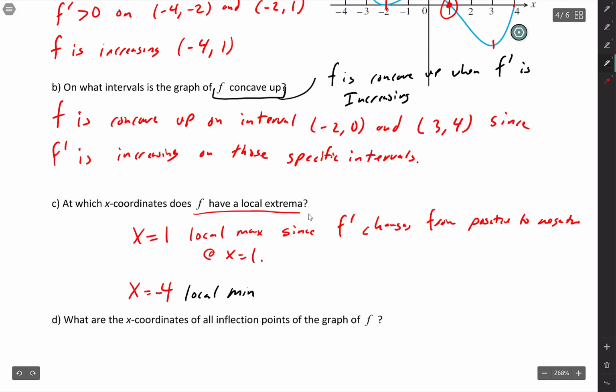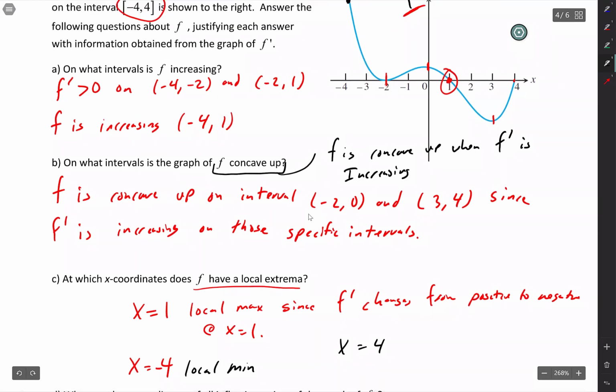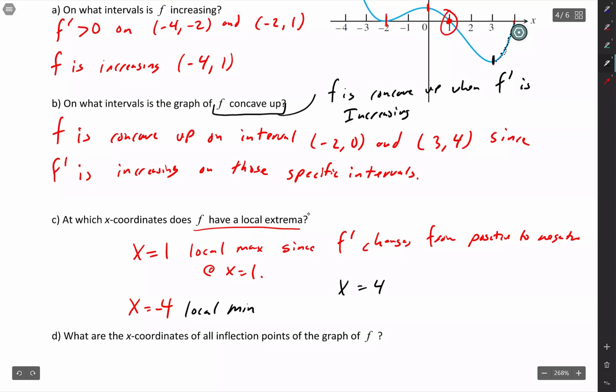Local min. And then at x equals 4, let's think about what's happening for F. Let's start at 3. F is going down. Why is that going down? Because F prime is negative. Do you see that? Going down, going down, boom. Practically a horizontal tangent at 4, but it's an endpoint. So if I've been going down all this time, that is a local min.